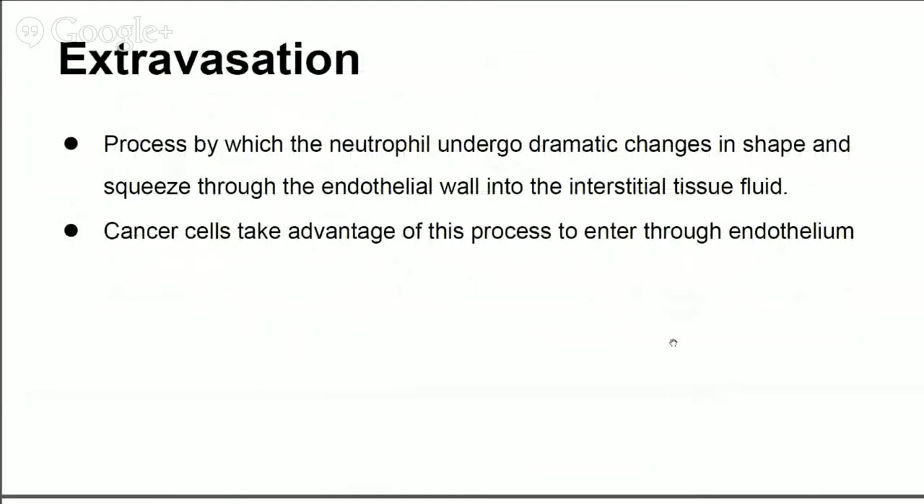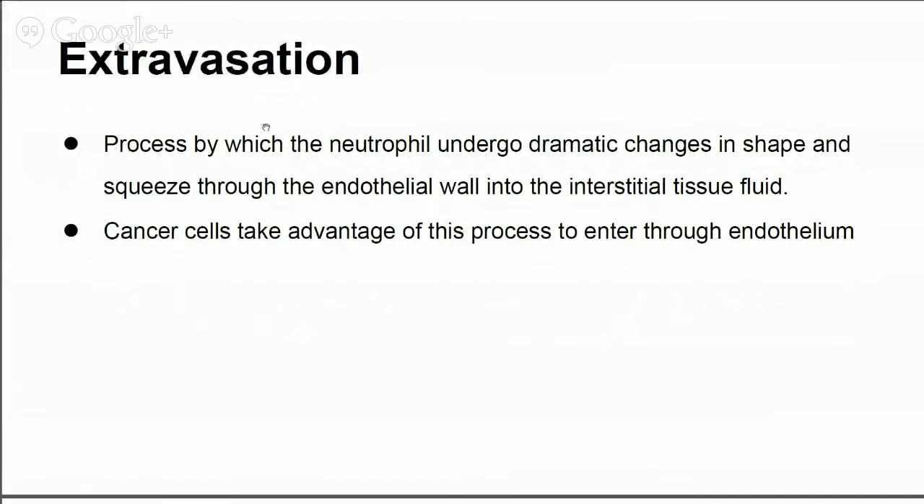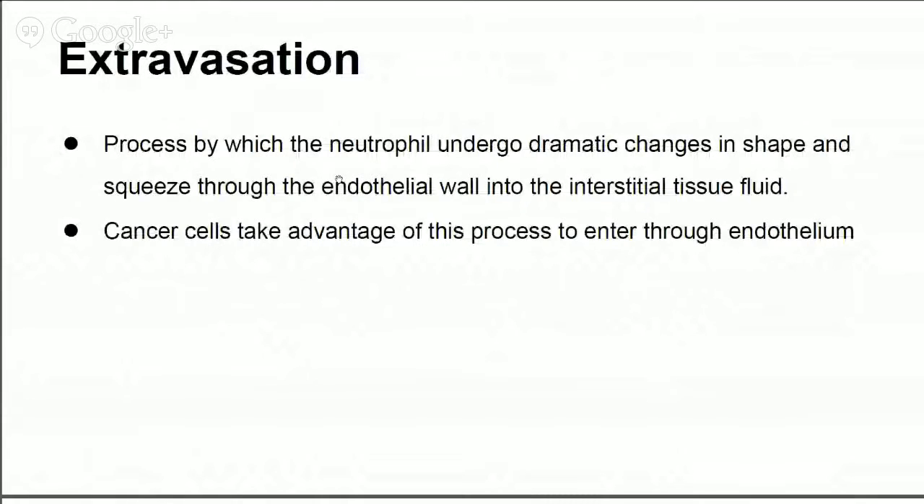Extravasation is a process by which the neutrophil undergoes dramatic changes in shape and squeezes through the endothelial wall into the interstitial tissue fluid. And that's the process of extravasation in a regular process. When neutrophils respond to tissue damage, this is the process that they undergo in order to get through the endothelial wall. Cancer cells will take advantage of this process in order to enter through the endothelium.